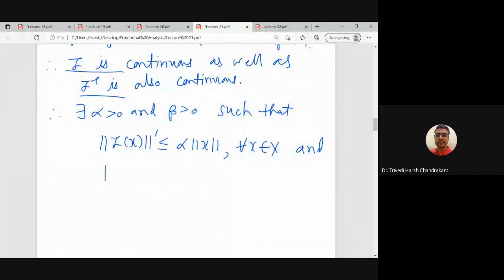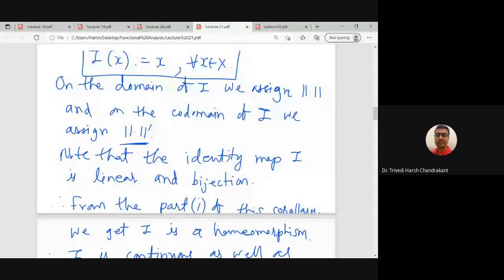That means norm of I inverse x. So I inverse x is an element of the domain. So we have the first norm defined on that. That is less than or equal to beta times the norm of the codomain. Norm of the codomain is the dash norm, right? Now I is the identity function. That means Ix is x. So therefore I inverse x is also x.